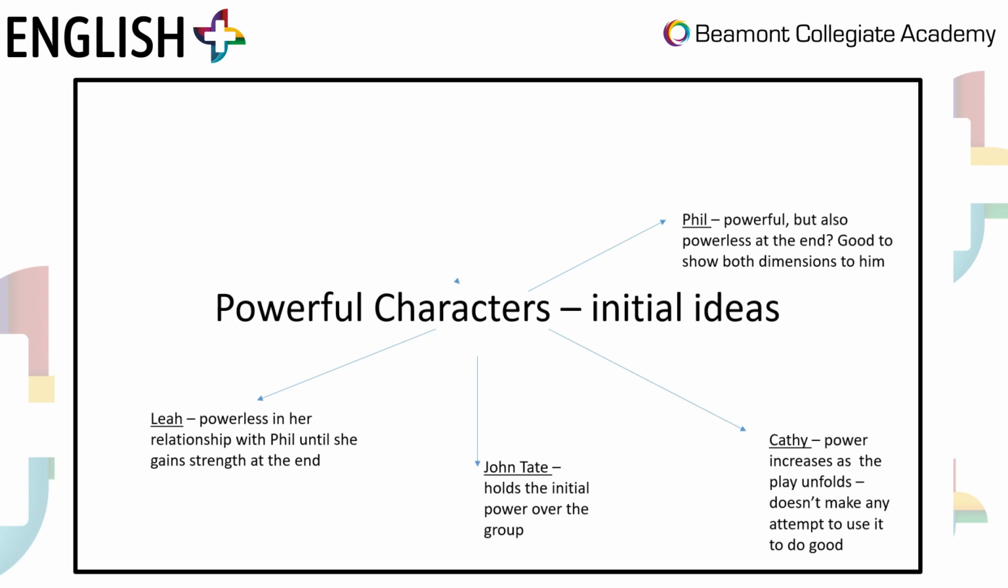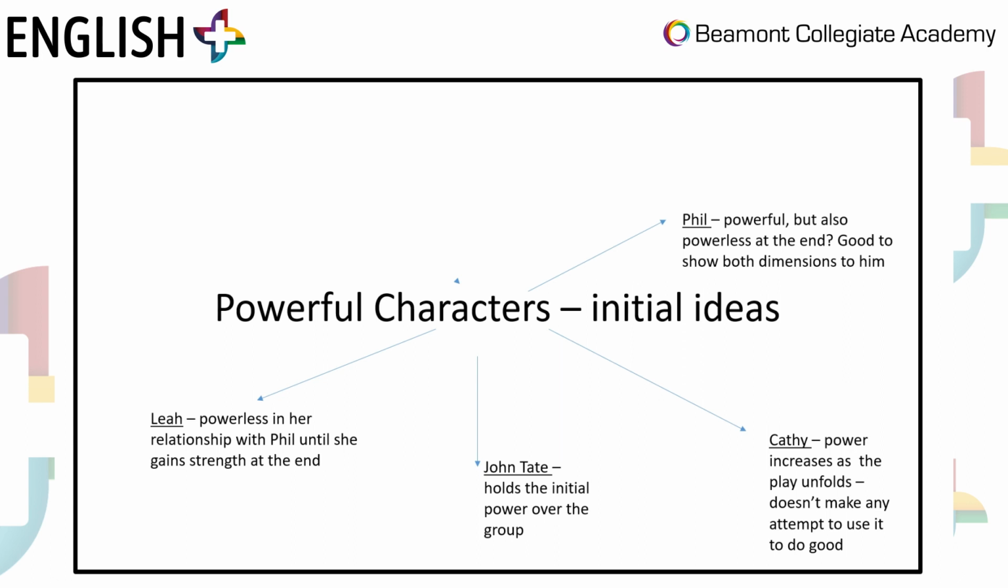Kathy. We know that her power increases as the play unfolds. And she doesn't try to use her power to do good. So I feel like I could have quite a nice angle there. John Tate holds the initial power over the group. And Leah. Now, Leah's a bit of a curveball. So when I say Leah, you might think, Leah? Why is she saying Leah?